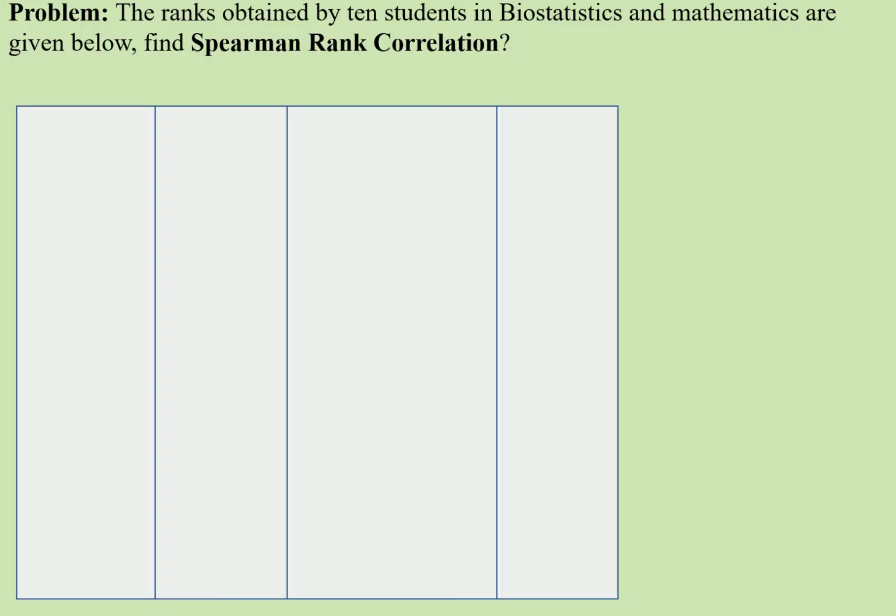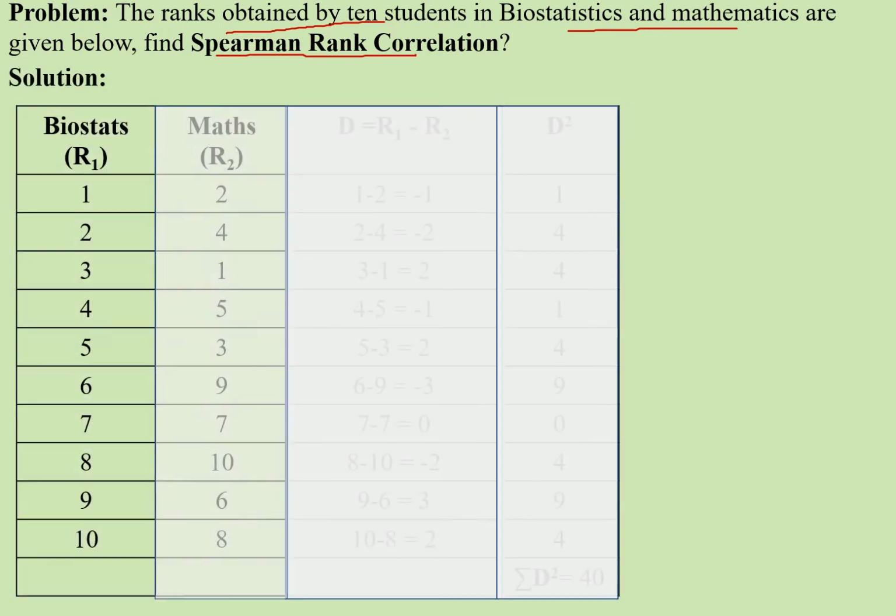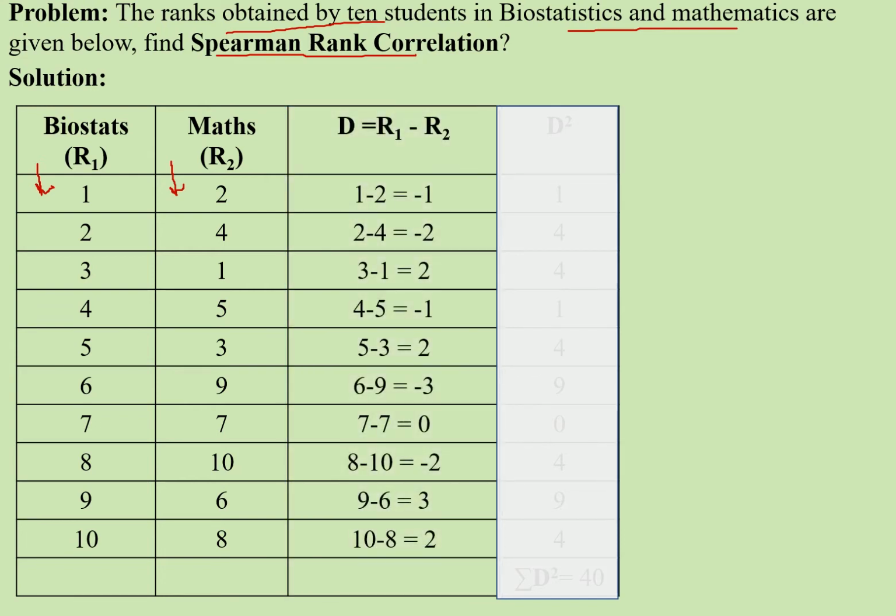Let's solve the first problem on Spearman rank correlation. Here ranks obtained by 10 students in biostatistics and mathematics are given below and you have to find Spearman rank correlation. The ranks obtained by students in biostatistics are provided in column 1 and ranks obtained in mathematics are given in column 2. So now find out d, which is calculated by R1 minus R2.